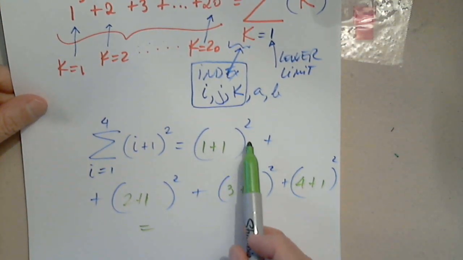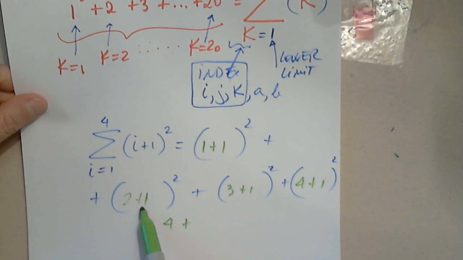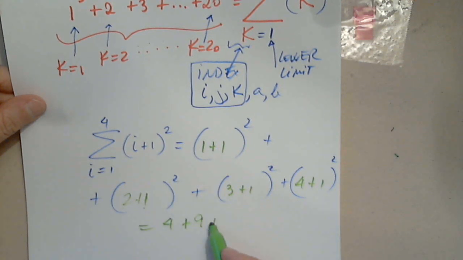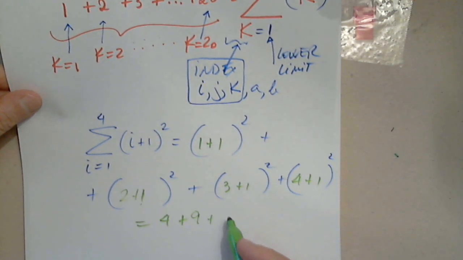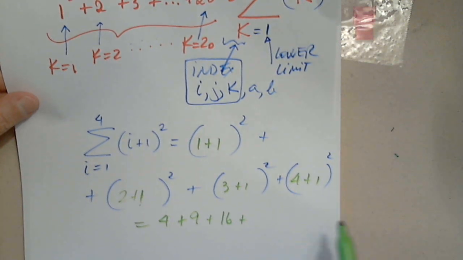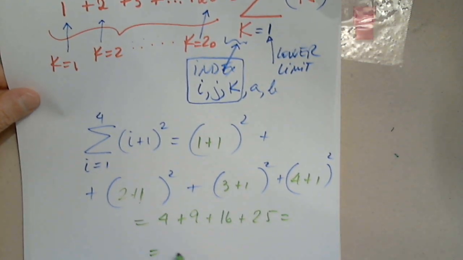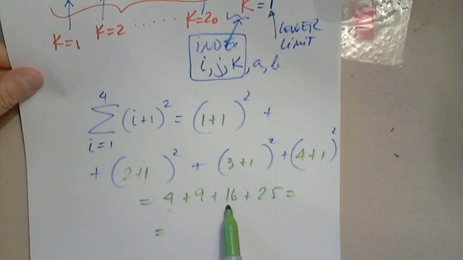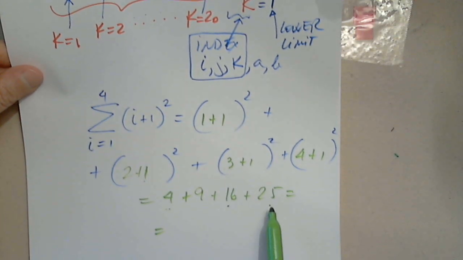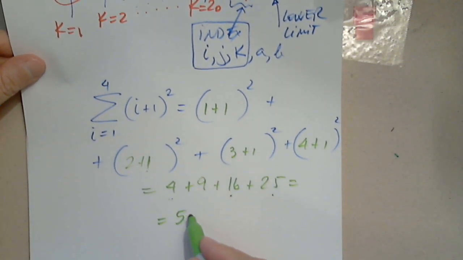So 1 plus 1 is 2, 2 squared will be 4. 2 plus 1 is 3, 3 squared will be 9. 3 plus 1 is 4, 4 squared is 16. 4 plus 1 is 5, 5 squared is 25. So this is 20 plus 25 is 45, and this is 54.